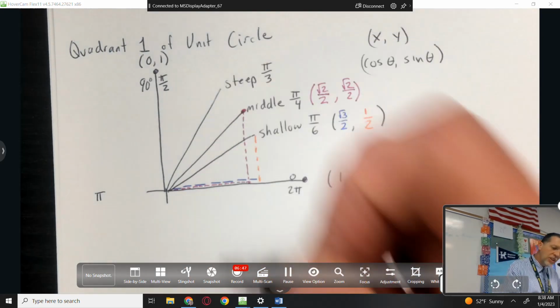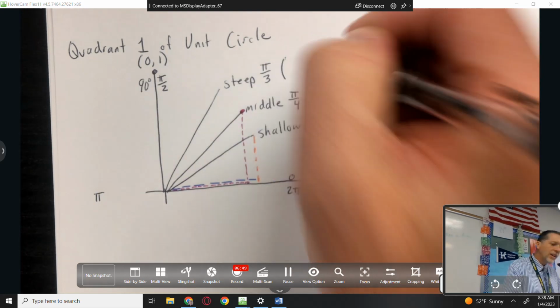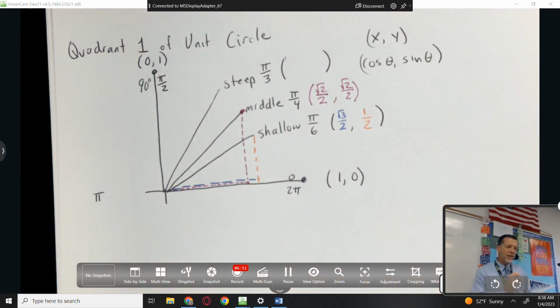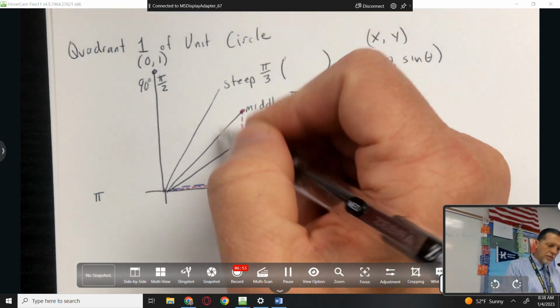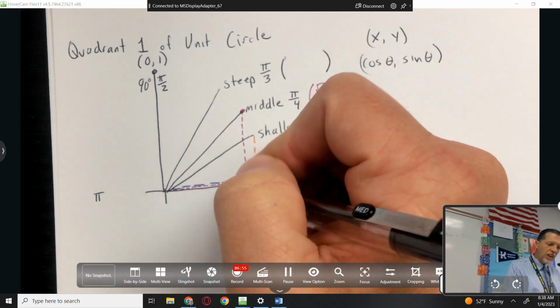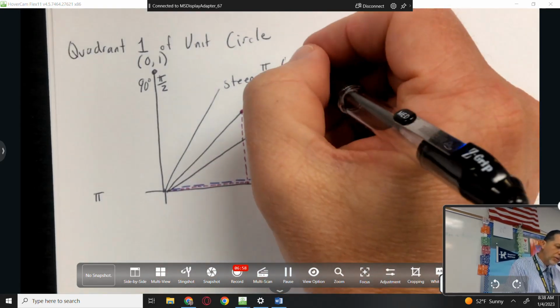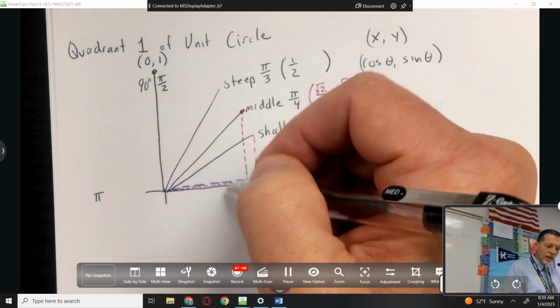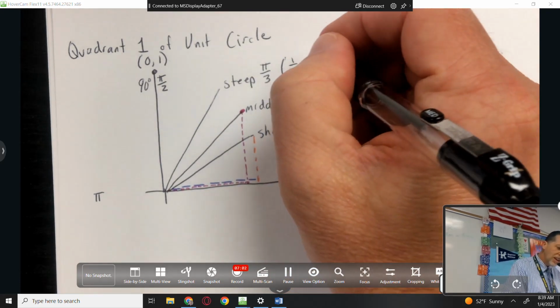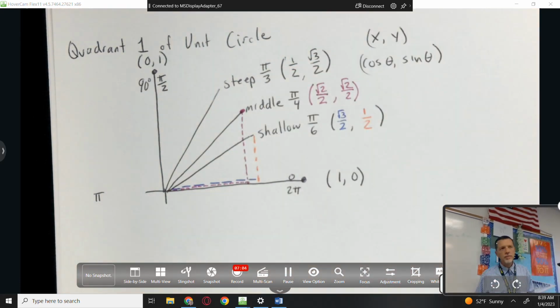When we go to the steep triangle, it's just the opposite. I'm not going to draw the triangle in. If you need to, you can. But let's see, the x side would be the short side. That would be 1/2. The y side would be the long side. That would be root 3 over 2.